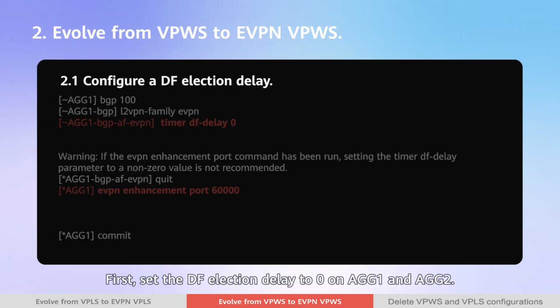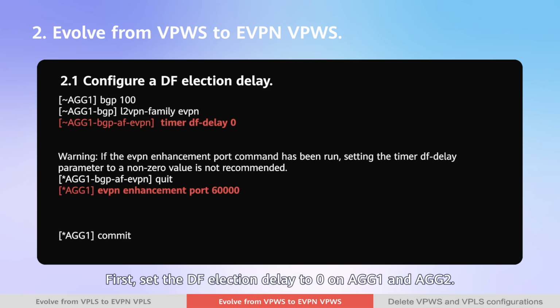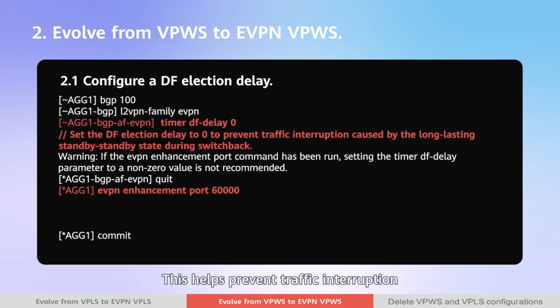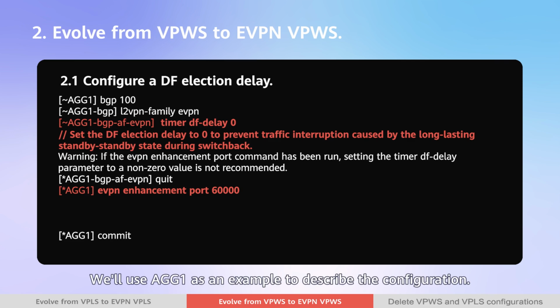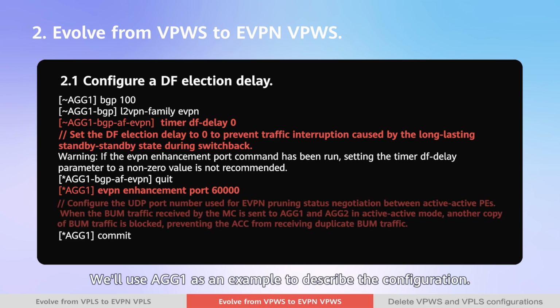First, set the DF election delay to 0 on AGG1 and AGG2. This helps prevent traffic interruption caused by the long-lasting standby state during switchback. We'll use AGG1 as an example to describe the configuration.